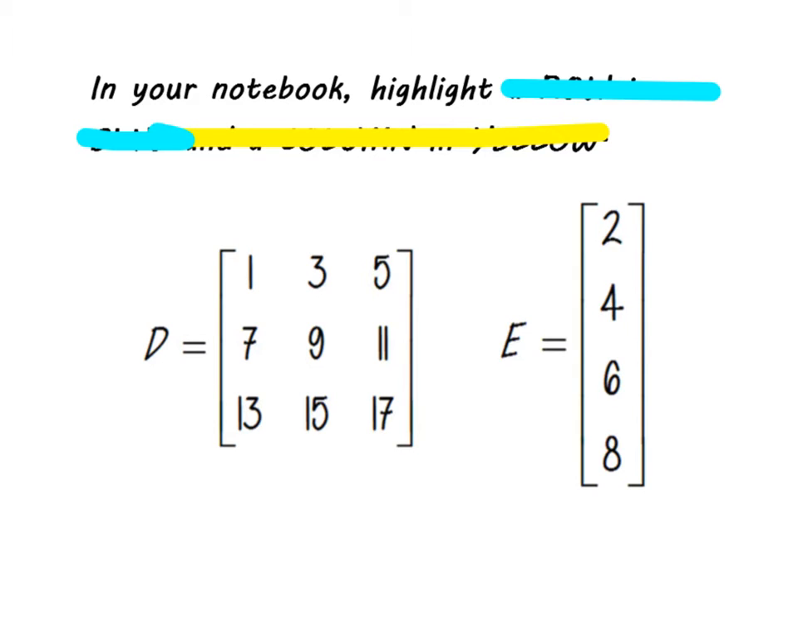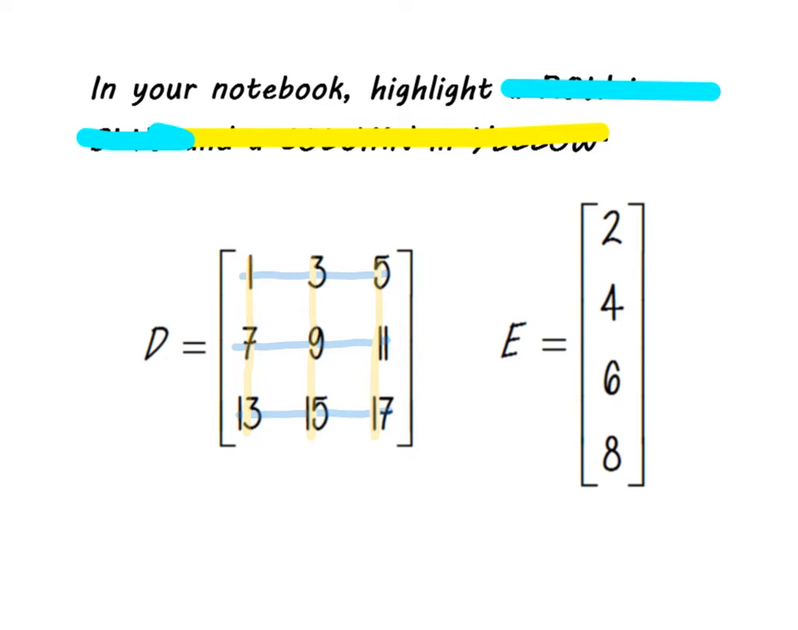So if I do D, I have a row of 1, 3, 5, a row of 7, 9, 11, and a row of 13, 15, 17. It also says highlight the columns in yellow. So the columns in D are up and down. So that's 1, 7, 13, 3, 9, 15, 5, 11, 17.